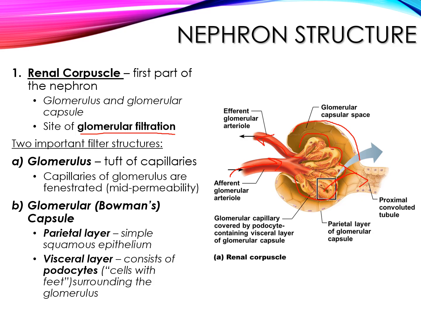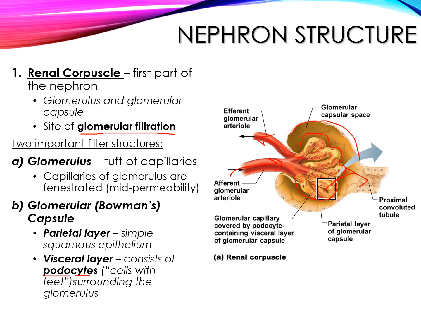Now, the visceral membrane is essentially made up of these very specialized cells called podocytes. The podocytes have these little feet, and we're going to blow up a picture of this to show you what it actually looks like. So podocytes, podo meaning foot, cyte meaning cell, so cells with feet. And they essentially are going to be surrounding the glomerulus.